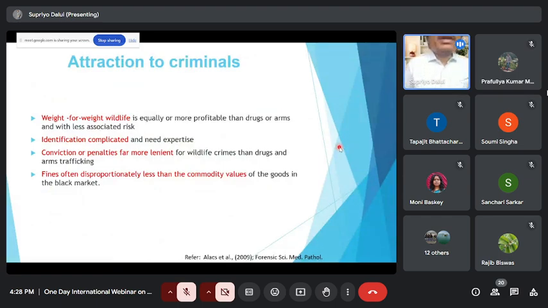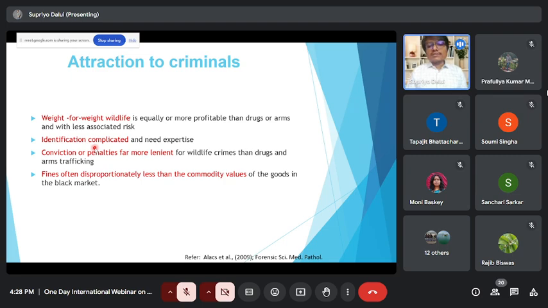So why is wildlife crime attractive to criminals? As I have mentioned, it is the third most profitable illegal trade market in the world, just after drugs and firearms, but there is less risk associated with it. If you get caught smuggling arms or drugs, you can go to jail for a long time. But if you get arrested for a wildlife crime, you will not be punished for a longer period. And it is difficult to identify the particular wildlife product you are smuggling, because after killing the animal you may have different body parts of the species, and it is very difficult to identify those body parts.